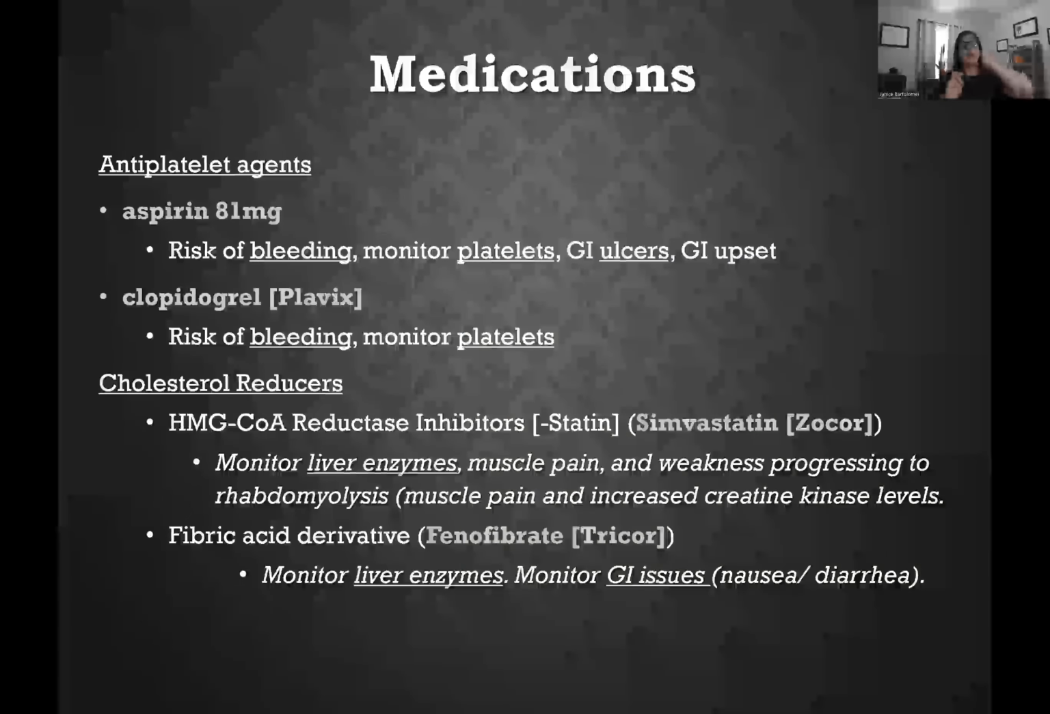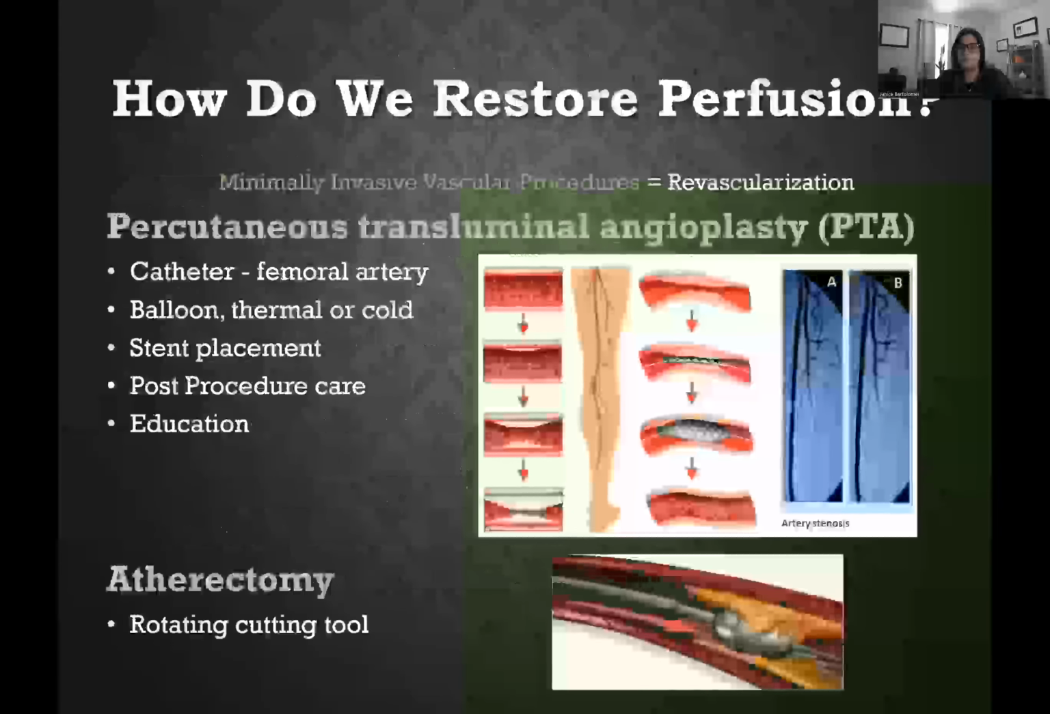The next class is fibric acid derivatives. They have fibrate or fiber in the word, so you should be able to identify it. They also have liver enzymes elevated and can cause GI issues like nausea and diarrhea.